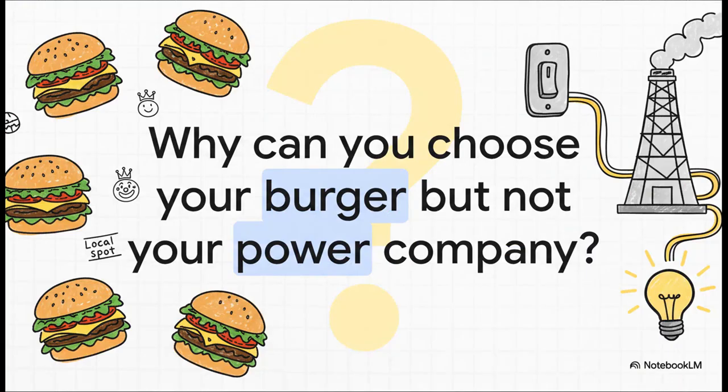Seriously, think about this for a second. If you want a burger, you've got a ton of choices, right? McDonald's, Burger King, Wendy's, not to mention all the local spots. But when you want to flip on a light switch, you've probably got exactly one option. This one simple question gets right to the heart of what market power is, and by the end of this, you'll know exactly why this is the case.